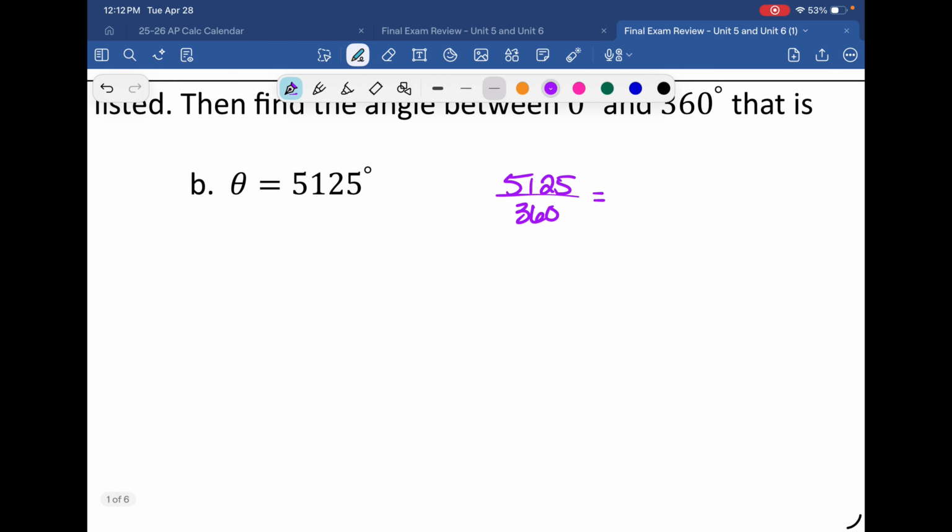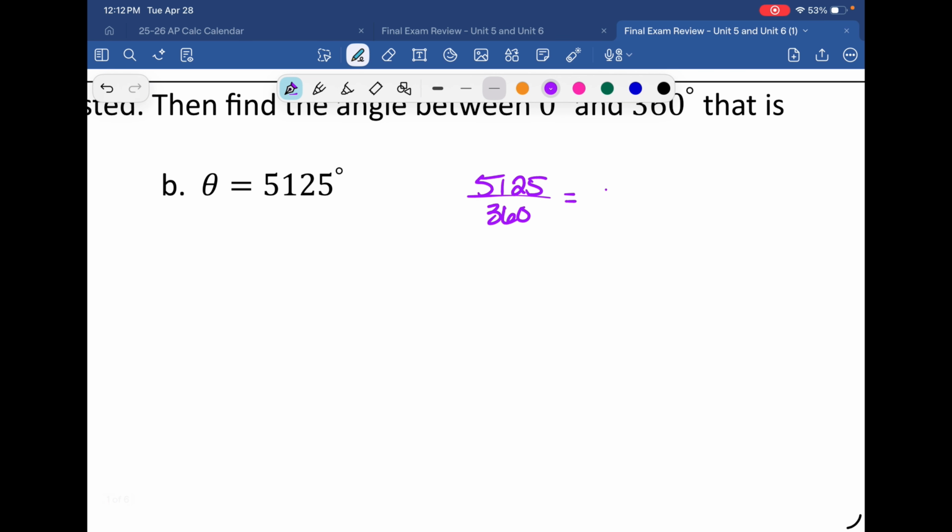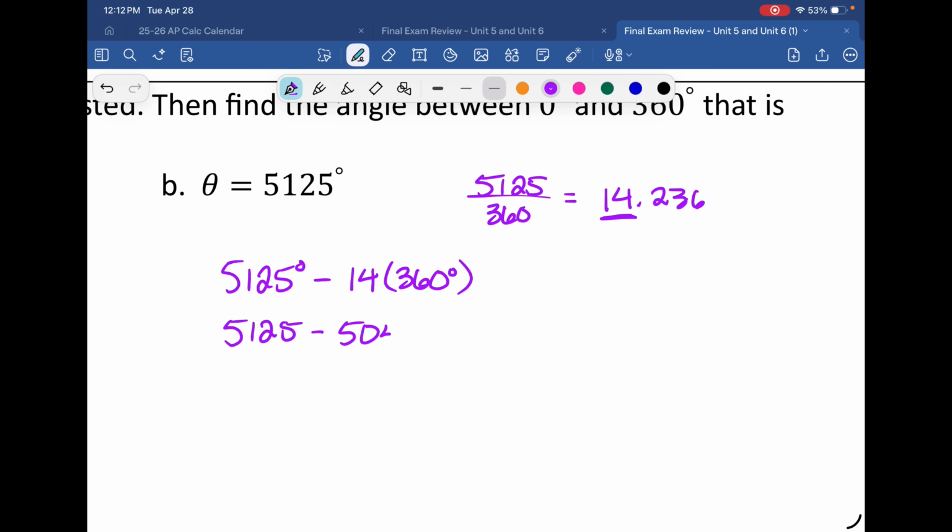All right, so we get 5,125, we get 14.236. So that tells me there are 14 full rotations. Okay, so that means I'm going to take 5,125 degrees and subtract not just 360, but 14 times 360. And 14 times 360 is 5,040. So when I subtract, I get this 85-degree angle.